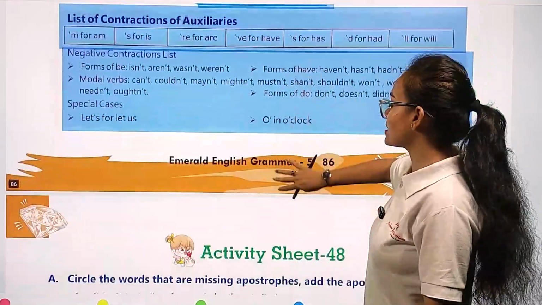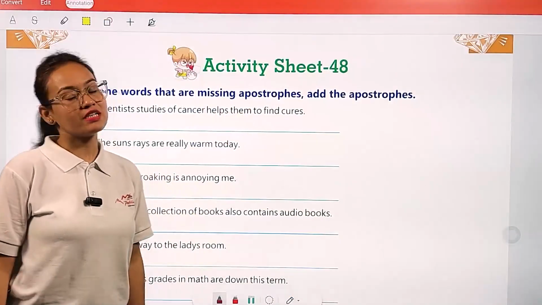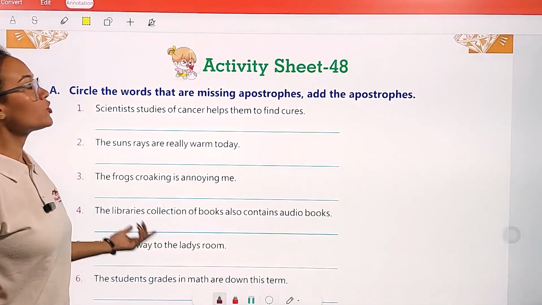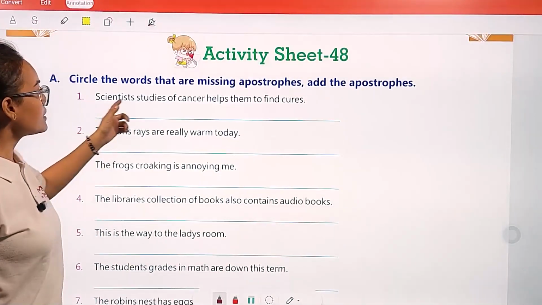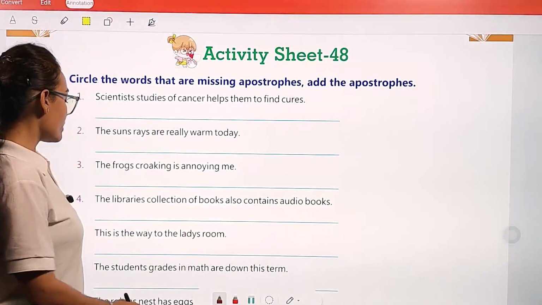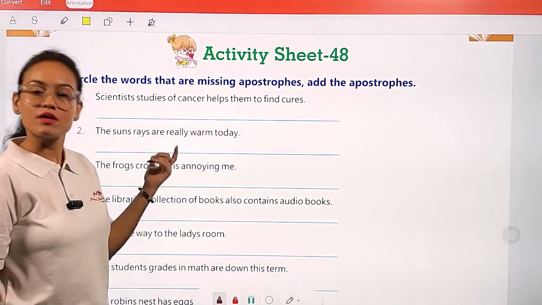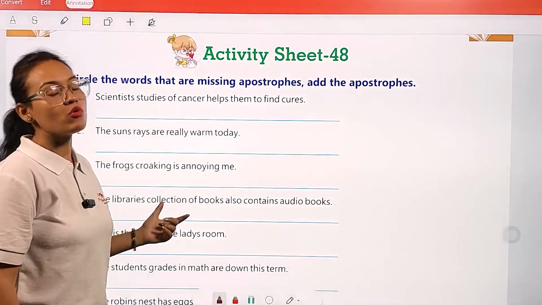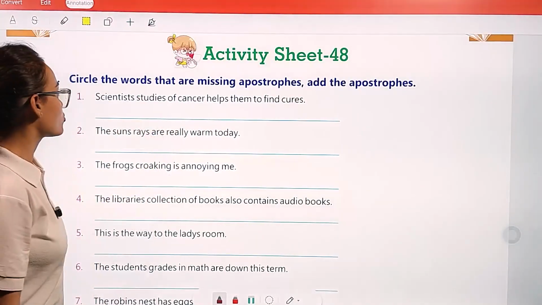Now come with me and let's see the question answers. Now we are going to do our activity sheet number 48. So let's see what we have to do in activity sheet 48A. Circle the words that are missing apostrophes, and add the apostrophe. Here, my dear students, some sentences are written, and in them some apostrophe punctuation marks are missing. Now we are going to add that apostrophe punctuation mark.